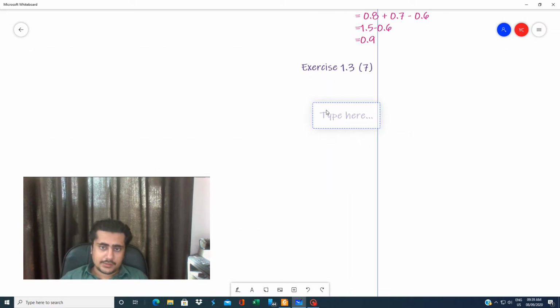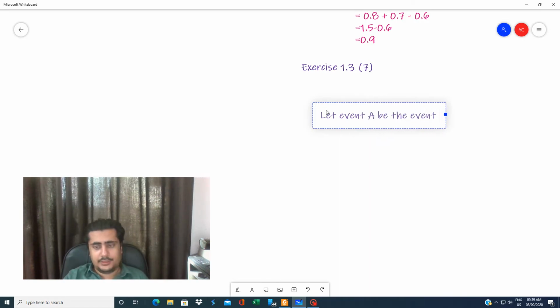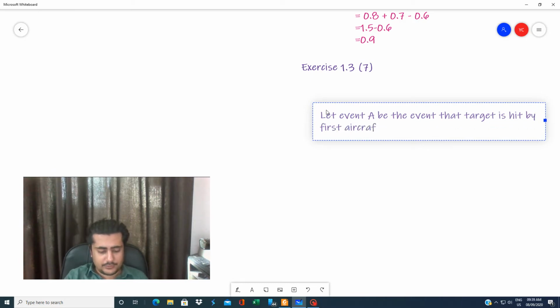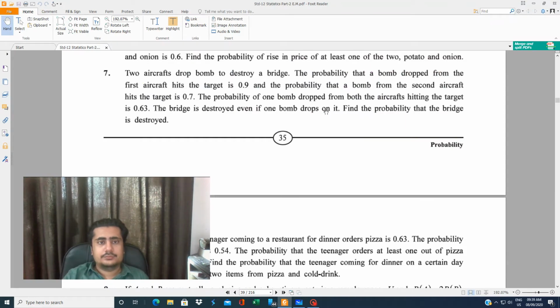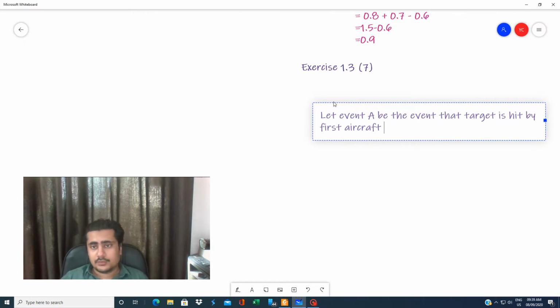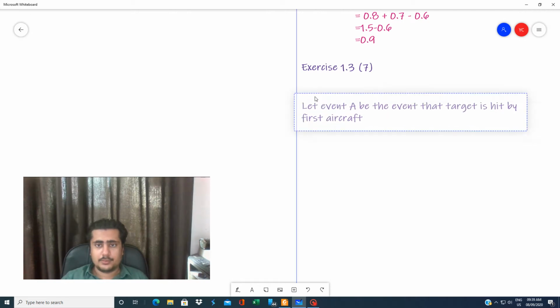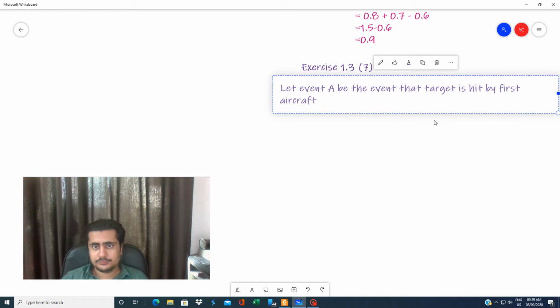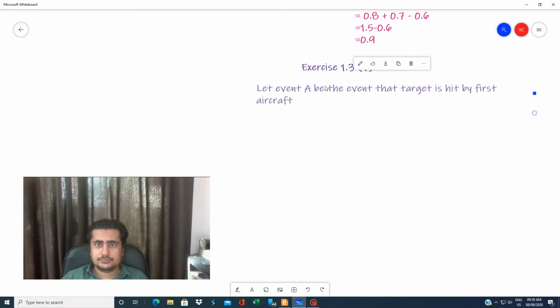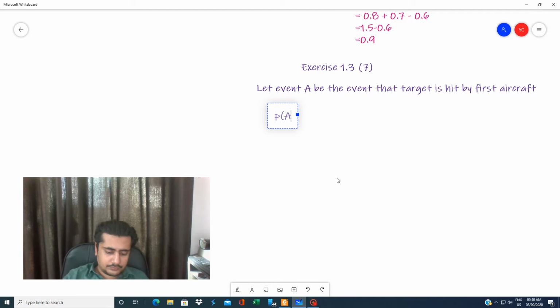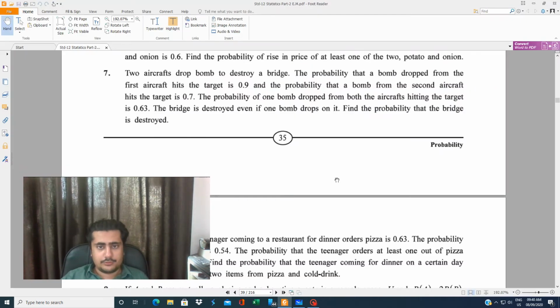We are writing directly answers. So let event A be the event that target is hit by first aircraft. So P of A is 0.9.